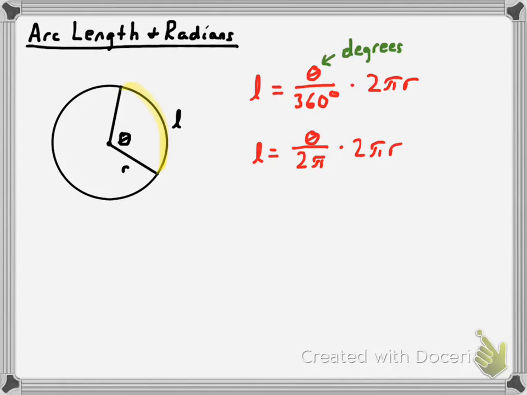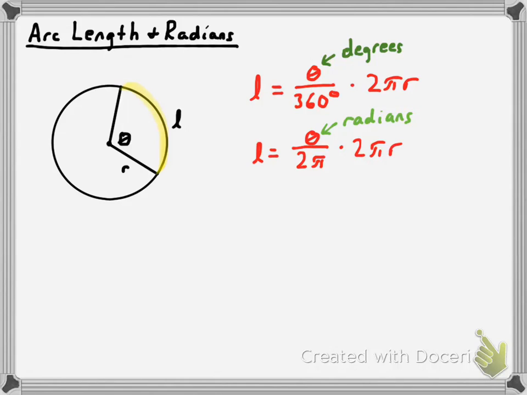Now, very important, this is for when you have a central angle in radian measure. I cannot emphasize that enough. Alright, that's why I've got 360 in one place and 2 pi in another. It's because of whether I'm using degrees or radians.